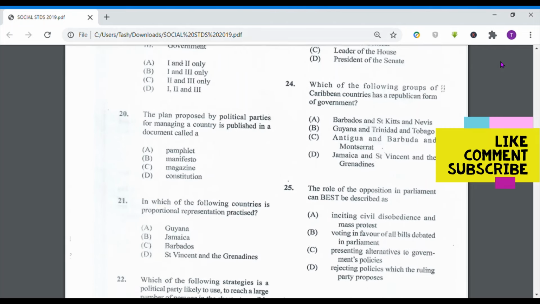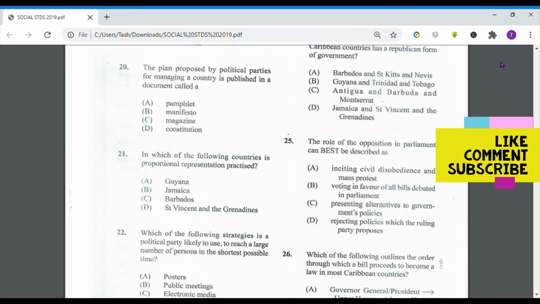Number 21. In which of the following countries is proportional representation practiced? That is Guyana, Jamaica, Barbados, or St. Vincent. Your answer for that one would have been Guyana.